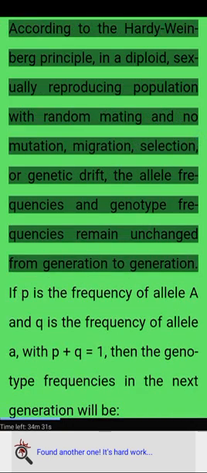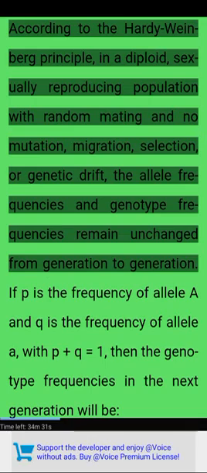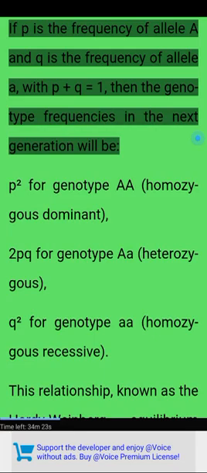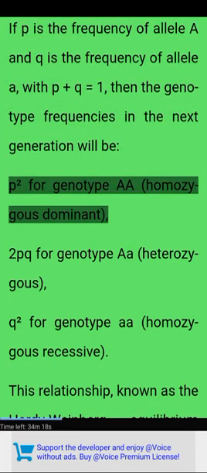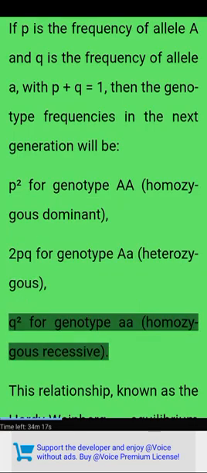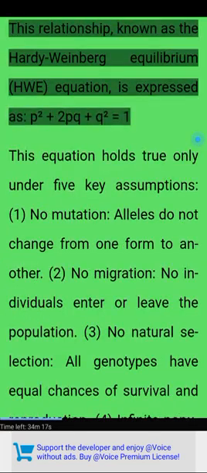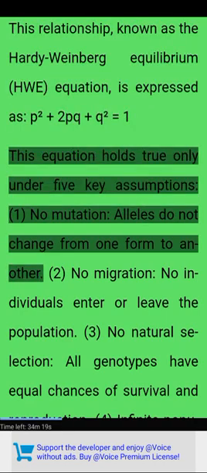According to the Hardy-Weinberg principle, in a diploid, sexually reproducing population with random mating and no mutation, migration, selection, or genetic drift, the allele frequencies and genotype frequencies remain unchanged from generation to generation. If p is the frequency of allele A and q is the frequency of allele a, with p plus q equals 1, then the genotype frequencies in the next generation will be p squared for genotype AA, homozygous dominant; 2pq for genotype Aa, heterozygous; q squared for genotype aa, homozygous recessive. This relationship, known as the Hardy-Weinberg equilibrium (HWE) equation, is expressed as p squared plus 2pq plus q squared equals 1. This equation holds true only under 5 key assumptions.